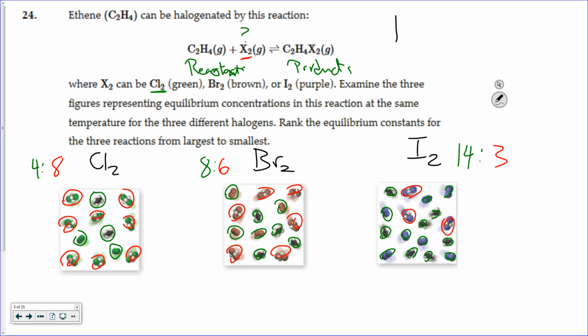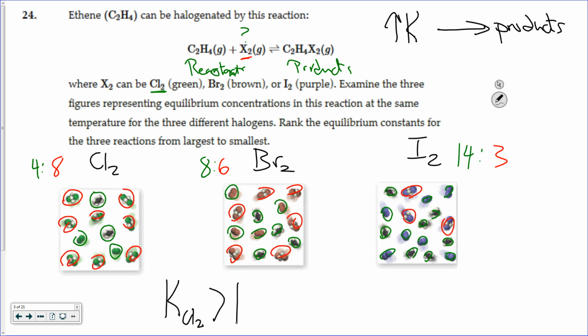The larger the value for K means the further the equilibrium lies to the right. It favors products. So which one of these favors products the most? Okay, so the one that's got the most products in it is the chlorine. All right, so the K of the chlorine is going to be the greatest. And then if I look at the one in the middle going from left to right, the middle one would be the bromine.